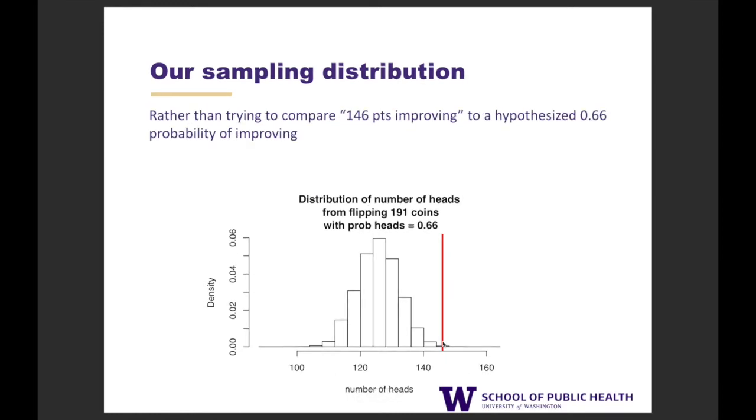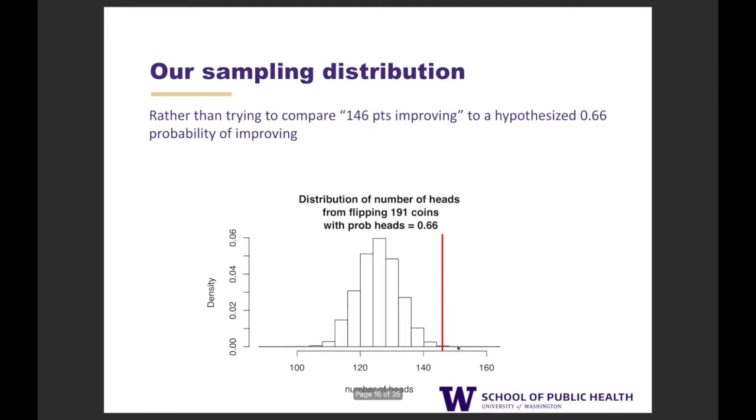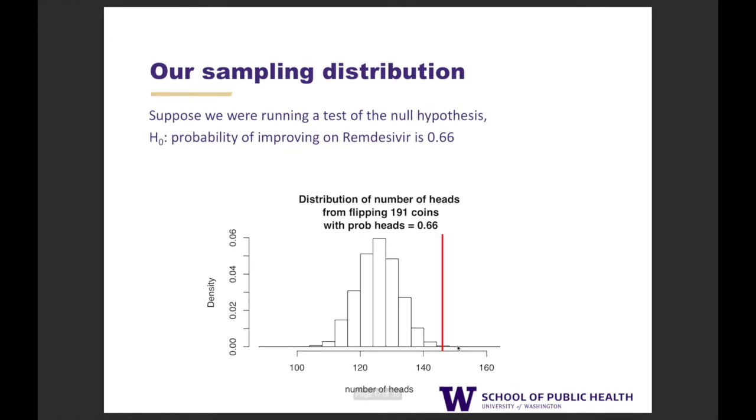We have run this hypothesis test when we looked at number of patients improving rather than proportion, and it turns out the p-values will be the same, because the area of the histogram to the right of this line here is the same as the proportion of the area of the histogram to the right here. Again, we're just rescaling the x-axis. That's one way to think about it.